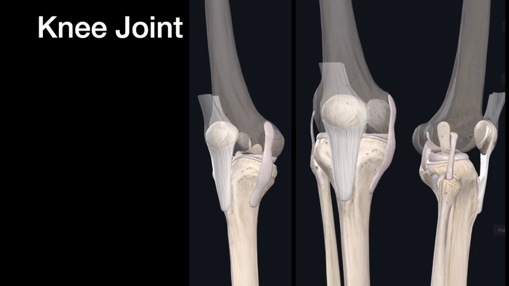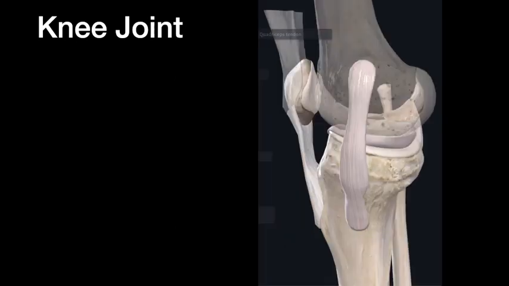So these two ligaments lie extra-articular. This has to do with healing. That means they always heal because they've got good blood supply. They're not inside the synovial joint.